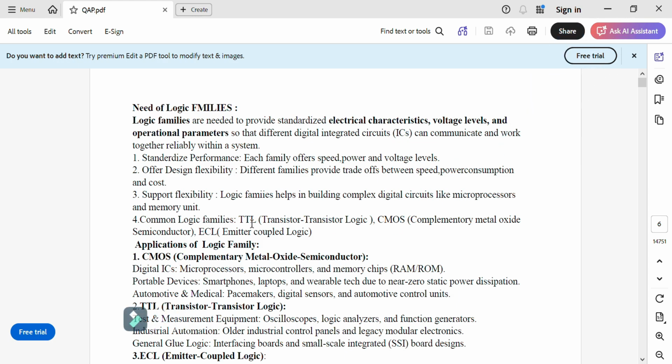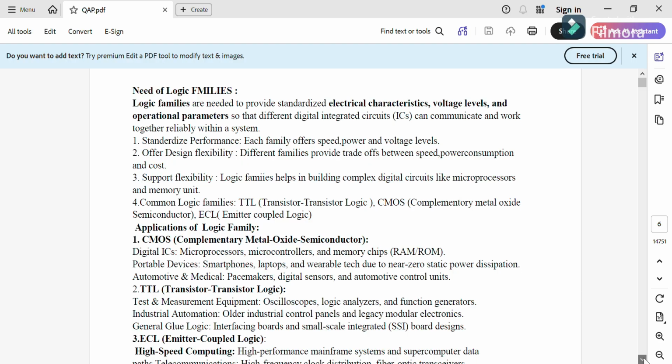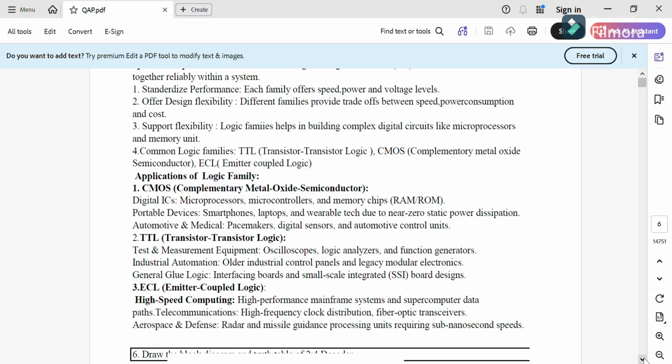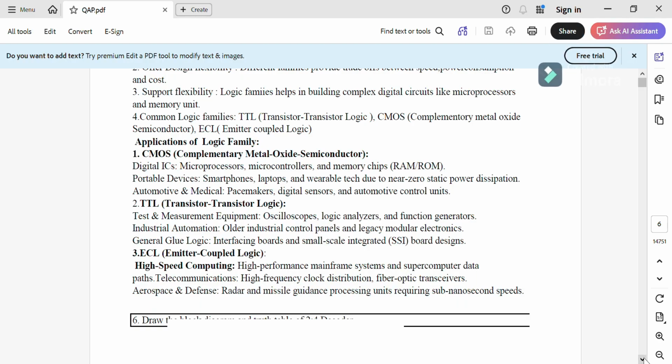Next one is the common logic families, which include TTL. These are the classifications like TTL, CMOS, and ECL. These are the main logic gates. Based on this, we can design this logic family. So the applications of these logic families are CMOS, TTL, and ECL.